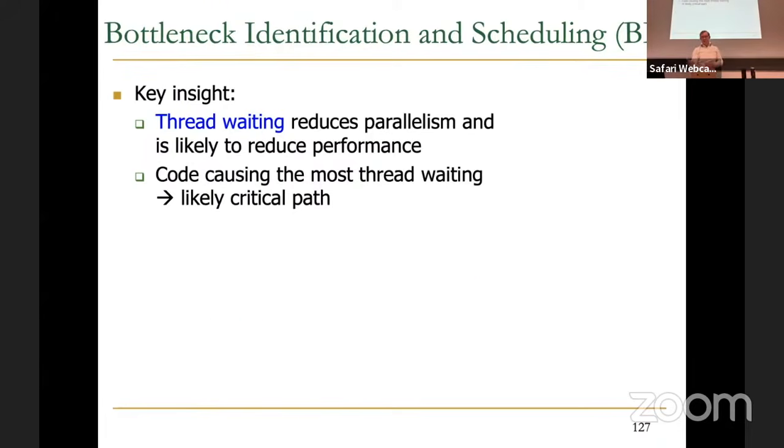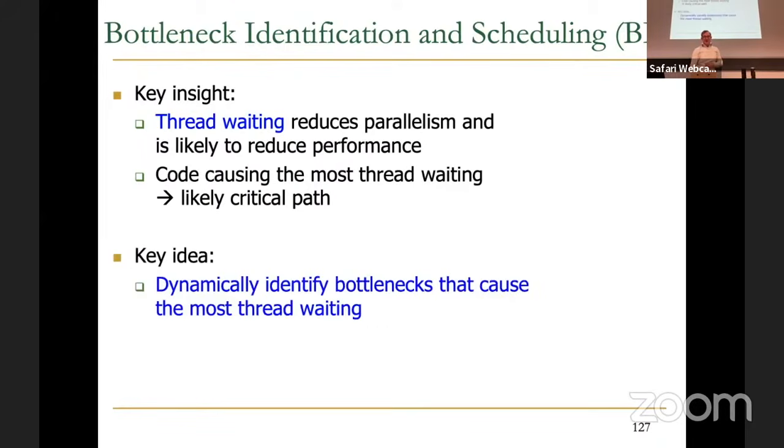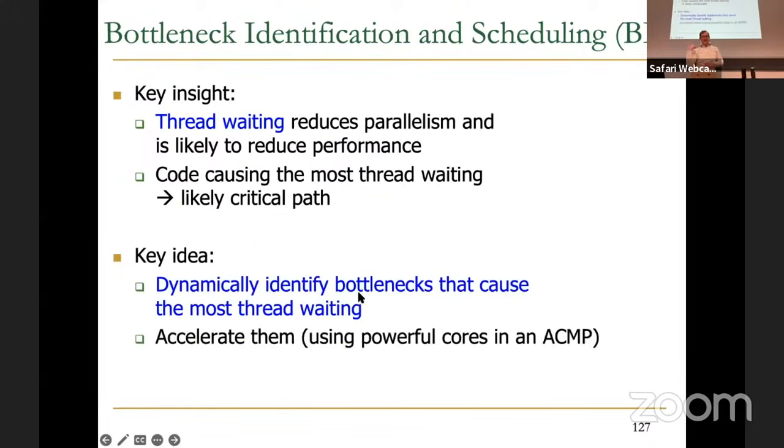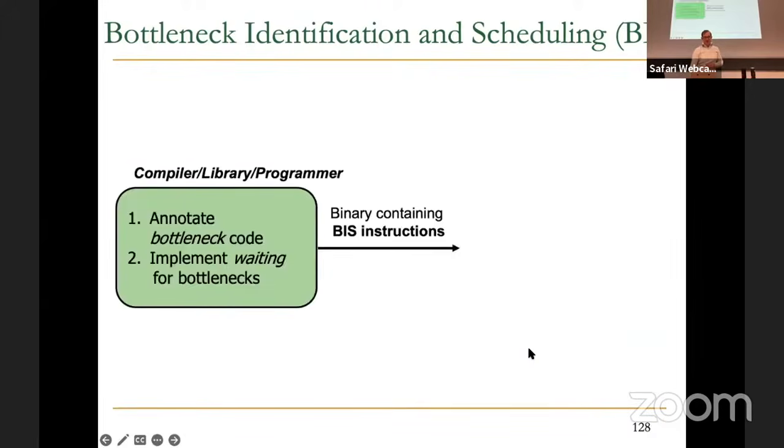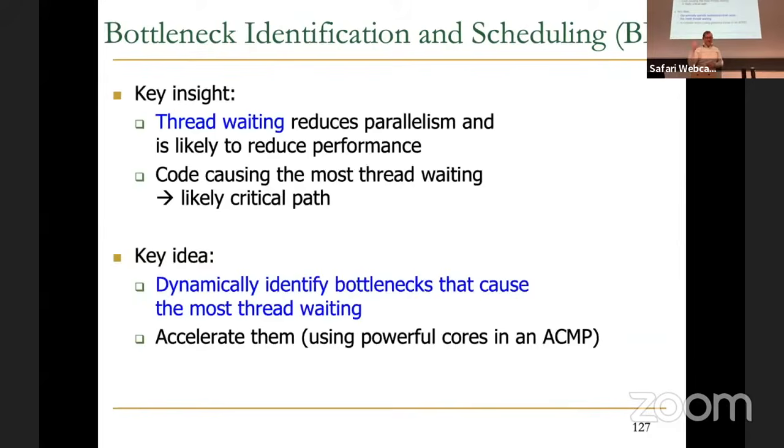You could use different things, of course, as we will see. So the key idea here is to dynamically identify the bottlenecks that cause the most thread waiting and accelerate them. In this particular case, we're going to use powerful cores in an asymmetric multi-core processor. But you could actually do other things, as we will briefly discuss. You could, for example, increase the frequency of the core that's executing this bottleneck, right?